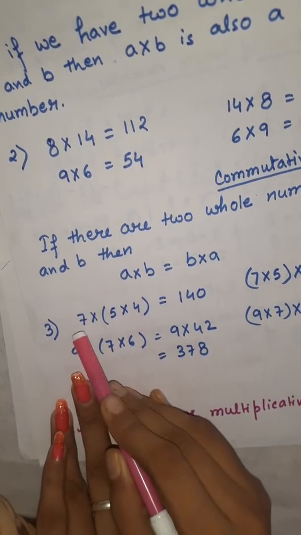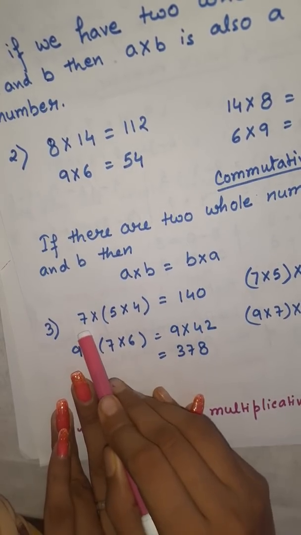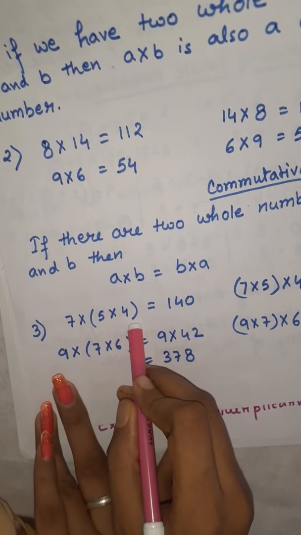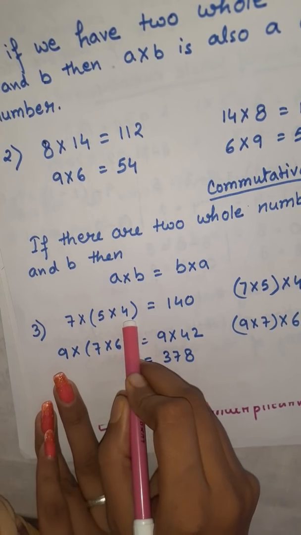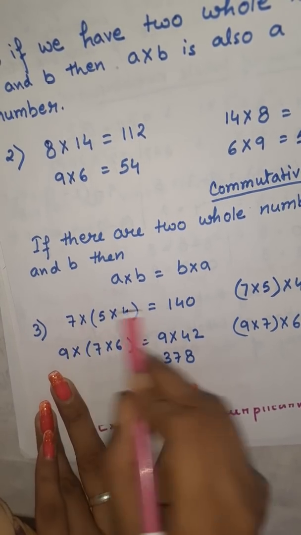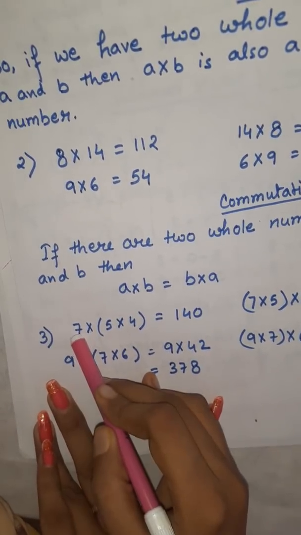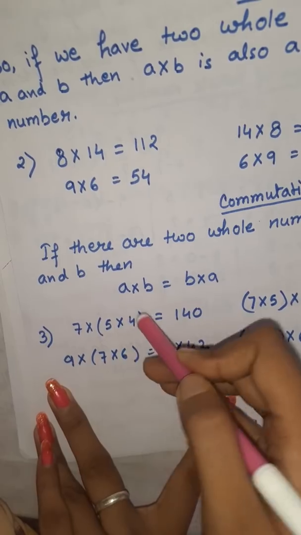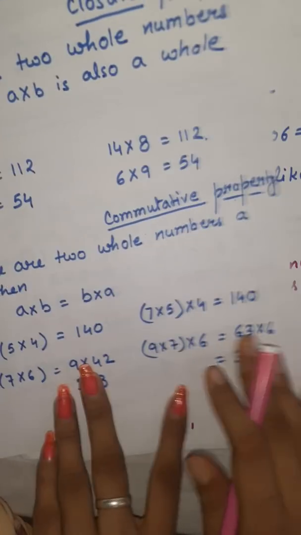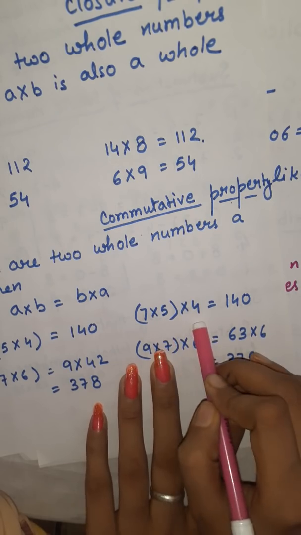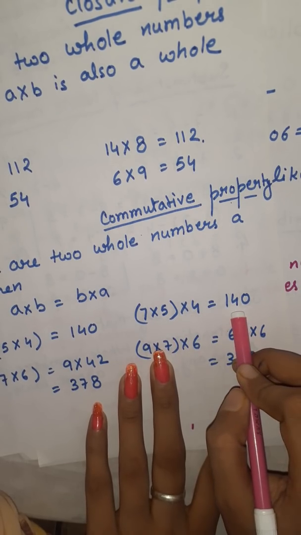Now the third property. Again, as you have done in addition, you can change the order of multiplication also. For example, if we have three numbers 7, 5 and 4. First we multiply 5 and 4, what are we getting? 20. 5 4s are 20. 20 into 7, what is it? 140. Now if I want to multiply 7 and 5 first and then multiply the resultant with 4, what will we get? 7 into 5 will be 35. 35 into 4, again 140.